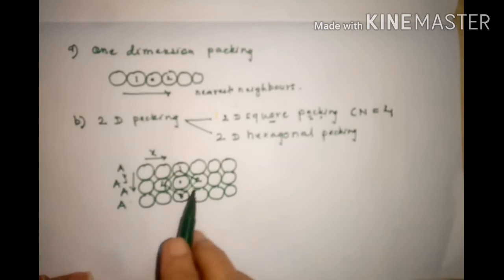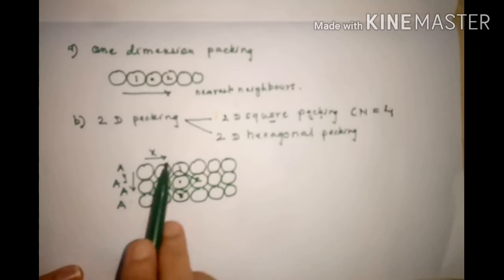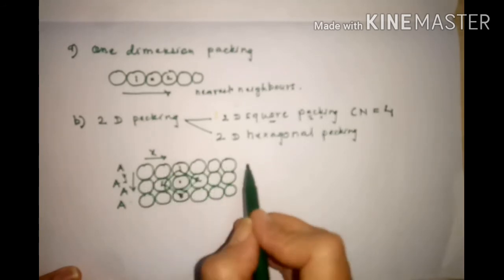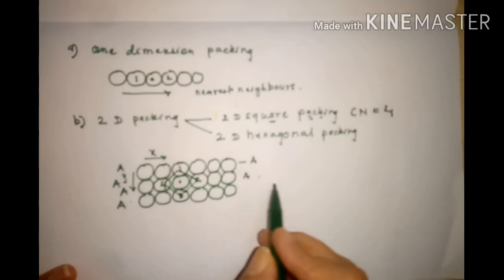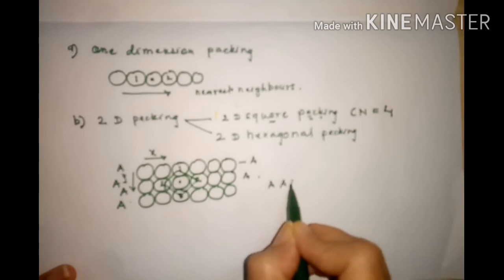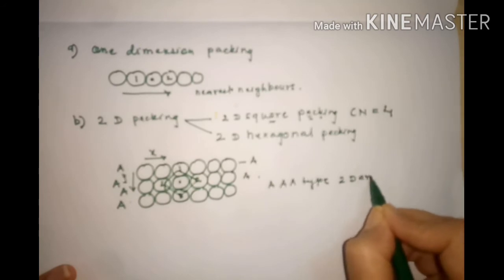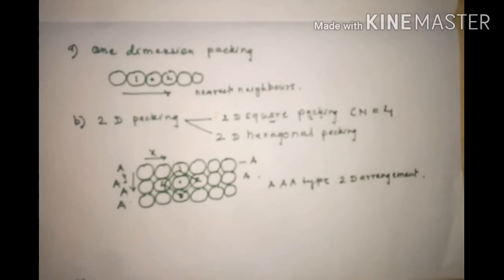Here the coordination number is 4, and the sphere touches 4 other spheres in the first layer, because this is 2D packing along the x and y axes only. If you label the first row as A, the second layer is also labeled as A, hence this arrangement is called AA type arrangement, an AA type two-dimensional arrangement. So this is about 2D square packing.